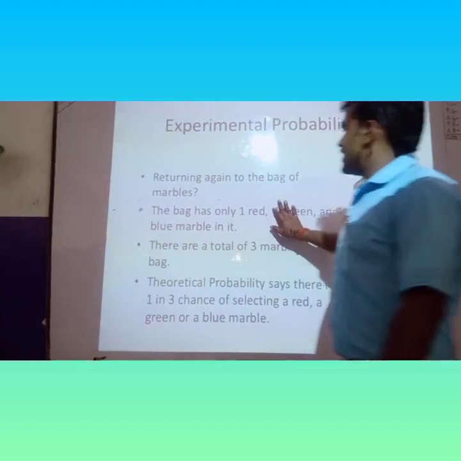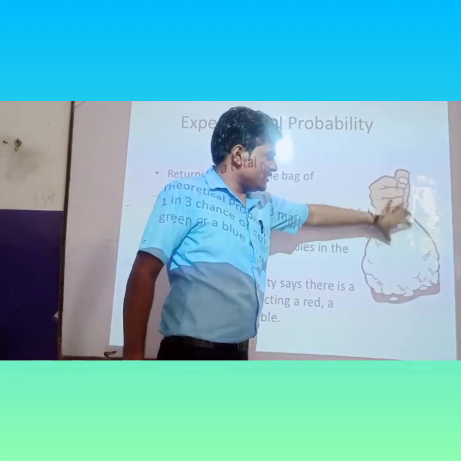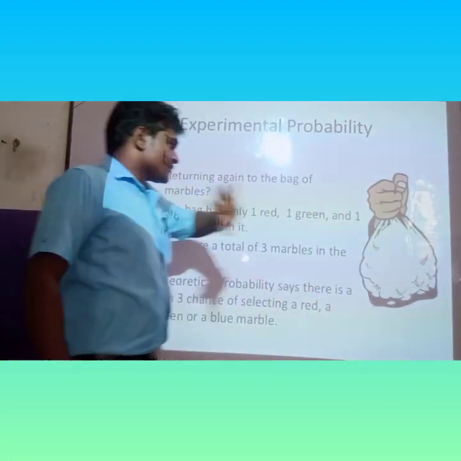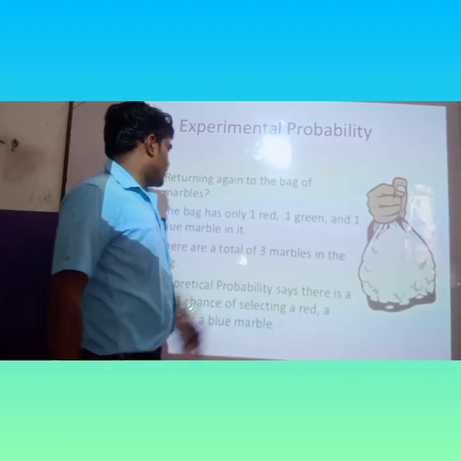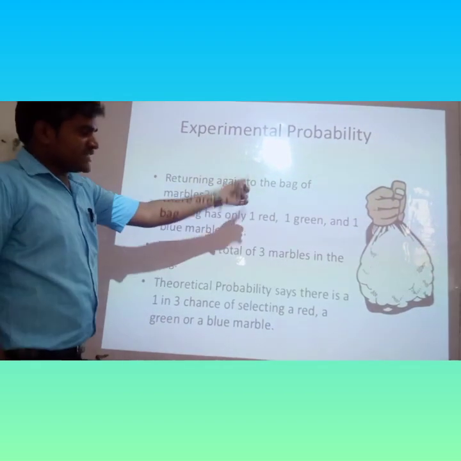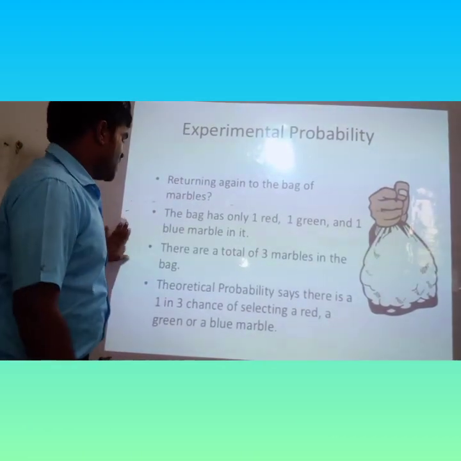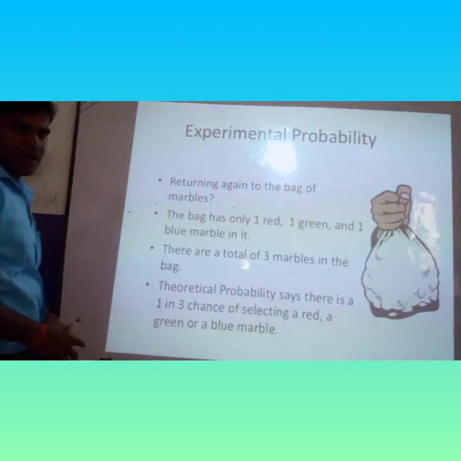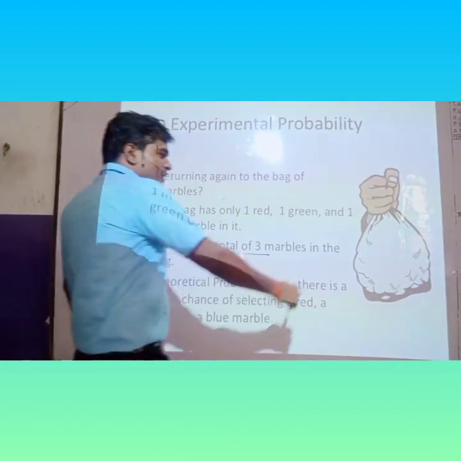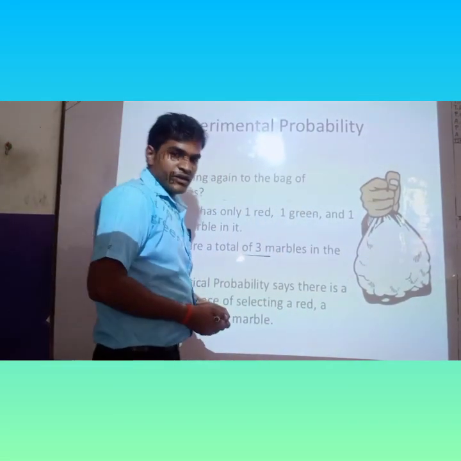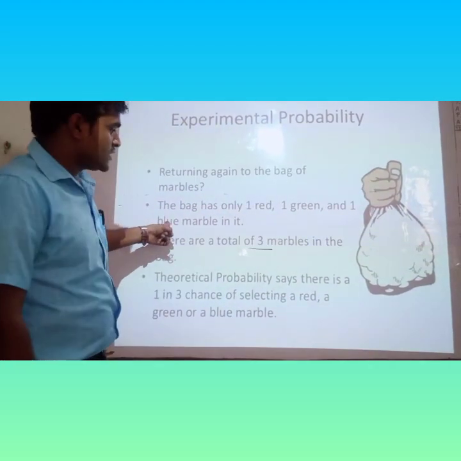Okay, here, returning again to the bag of marbles. Suppose that this is a bag, and the bag has only one red marble, one green marble and one blue marble. So children, the total number of marbles is 3. One is red, the second is green and the third is blue.